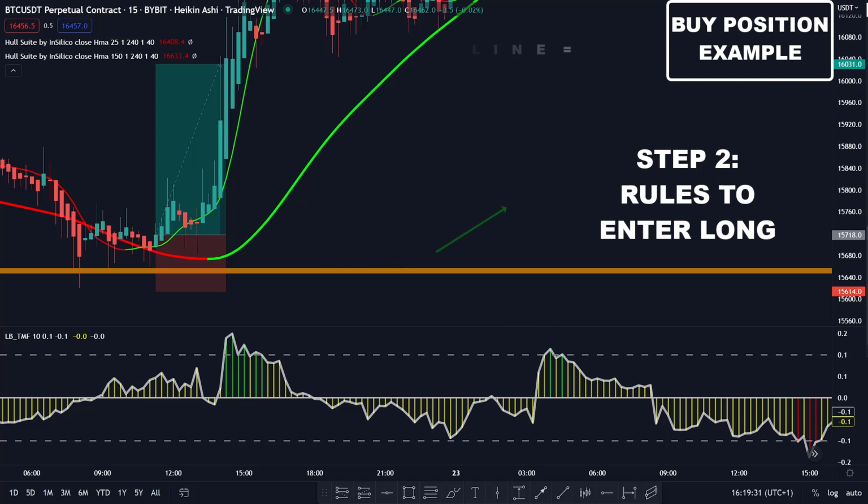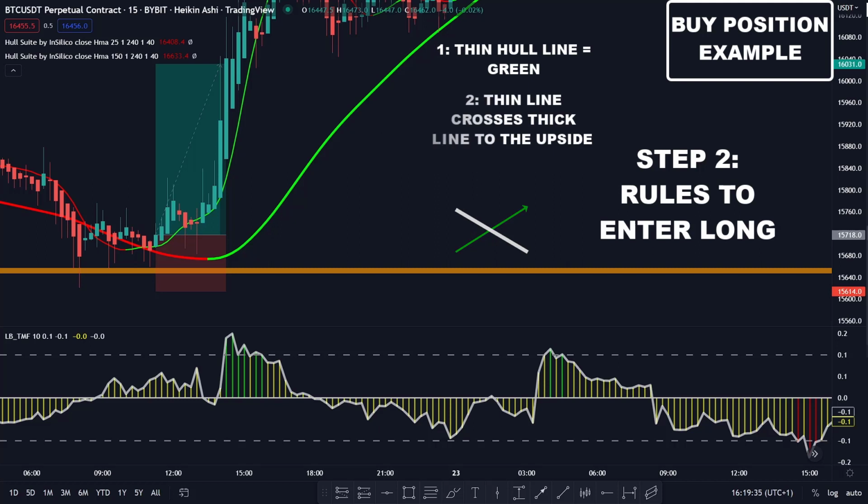Step 2. Verify the rules concerning the thin and the thick Hull Suite lines. Rule number 1. We only open long positions when the thin Hull line is green. Rule number 2. The thin line must also cross over the thick Hull Suite line in an upside manner. Rule number 3. The thick Hull Suite line must be red in color.